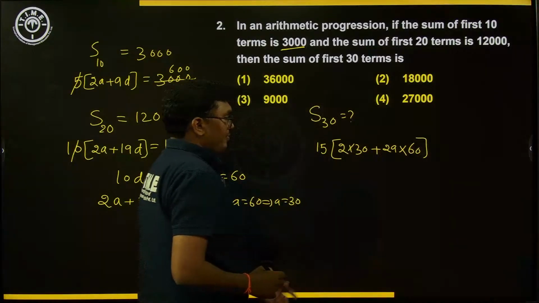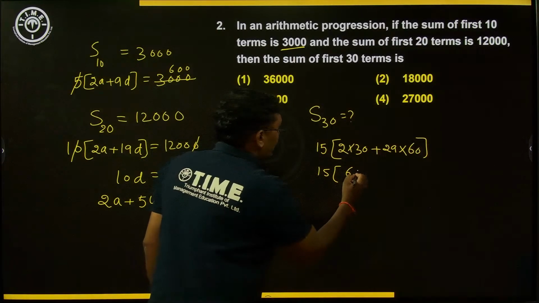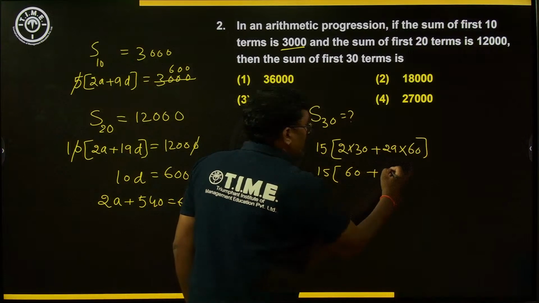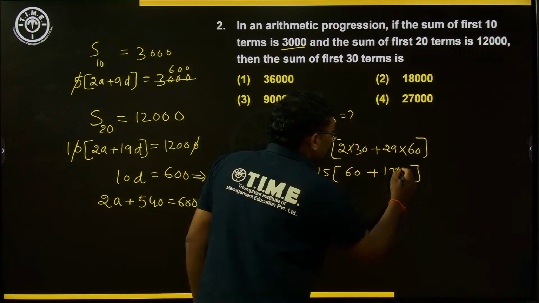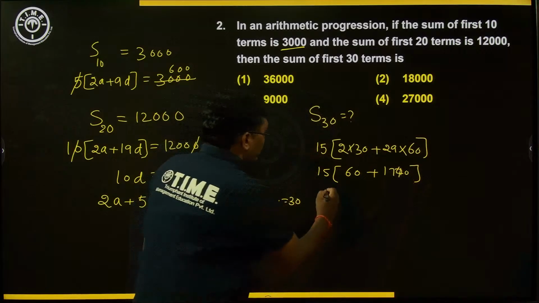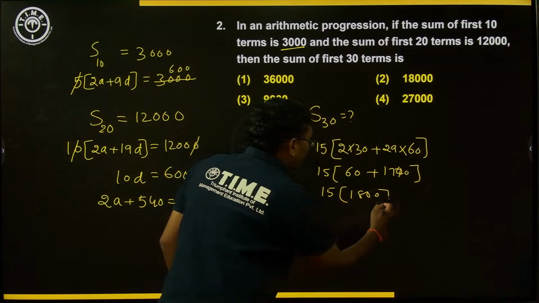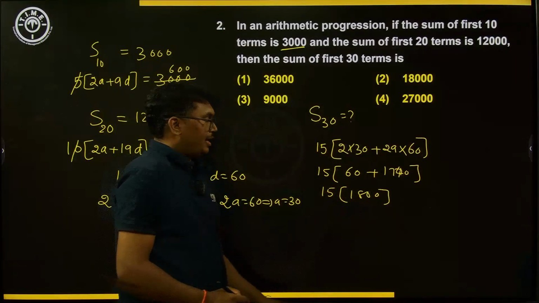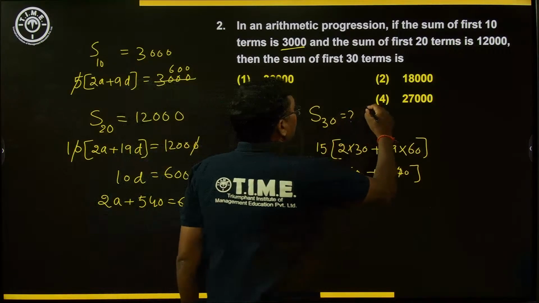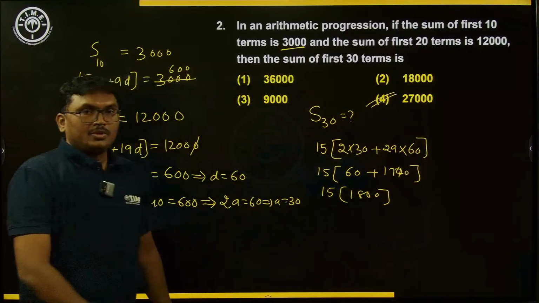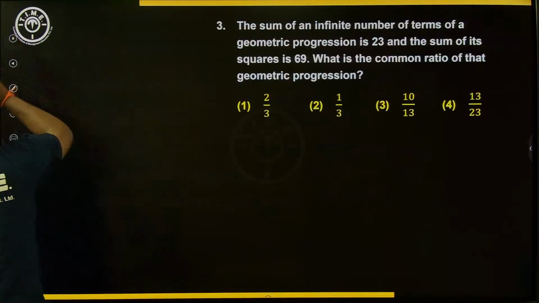Right. So if you simplify this one, 15 into this is 60, and this is 1770, 1740. So 15 into 1800. So 15 into 18 is 270. So 270, 2 more zeros, that is choice 4. Okay. Right. Next, question number 3.